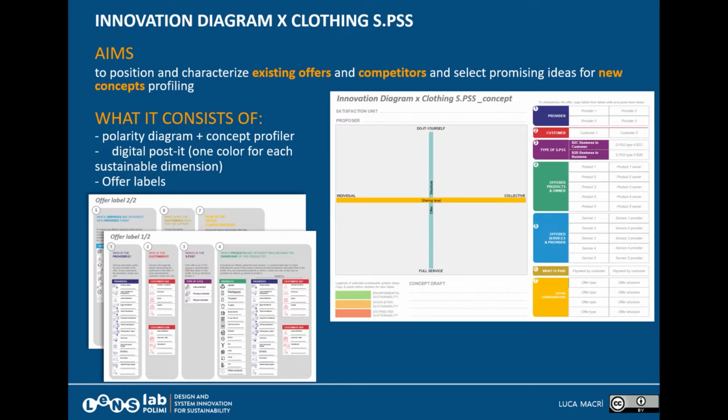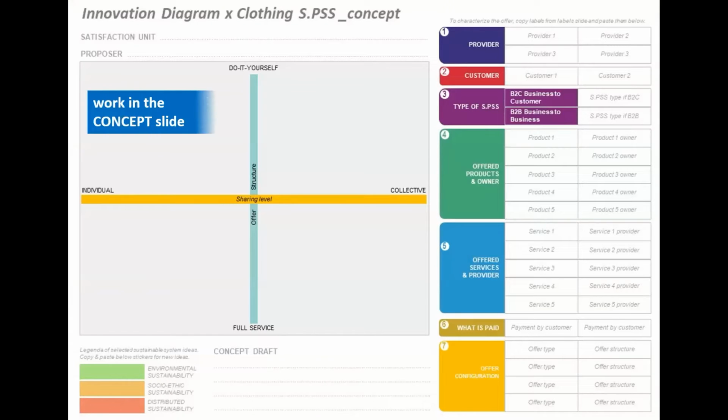After that, you have offer labels, and they are the ones that you see in those two small slides on the bottom left. These ones, not super sharp, but basically they are just icons that you can copy and paste in the other part of the tool, which is this one. It's empty, and you can fill it with those icons that characterize your offer or competitor ones, and so on.